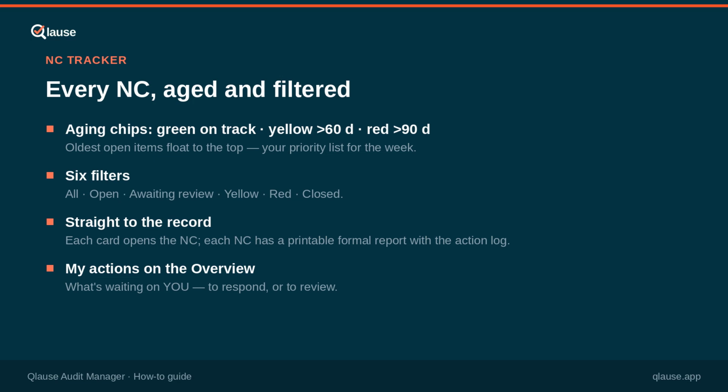Every NC in the workspace is listed with an aging chip. Green on track, yellow past 60 days, red past 90. Filter by all, open, awaiting review, yellow, red, or closed. The oldest open items float to the top, so the tracker doubles as your priority list for the week.